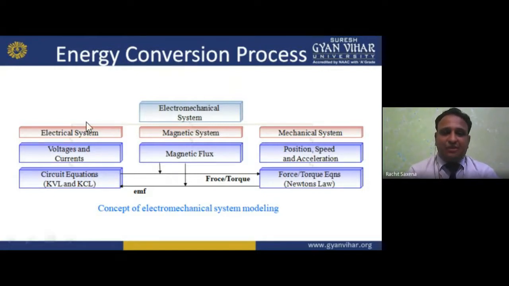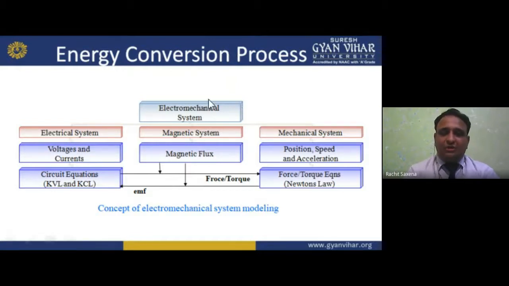See here, my dear student. We have the electrical system. In this electrical system we have voltage and currents. Then we have the equations we apply to solve the circuit, that is Kirchhoff voltage law and Kirchhoff current law. I hope you know about this because we have already studied these in our first year.